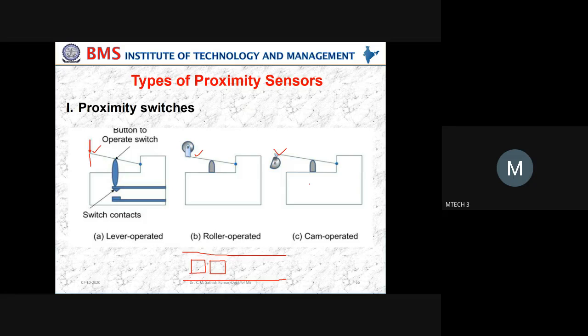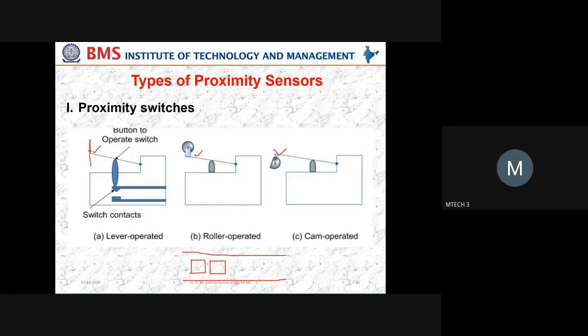Whenever the switch closes, what do you understand? Some load has been applied. Are you getting my point? Yes, sir. Whenever there is a closure of the switch, you should understand that there is some amount of load present on that lever, or on the roller, or on the cam. Now you just understand carefully.